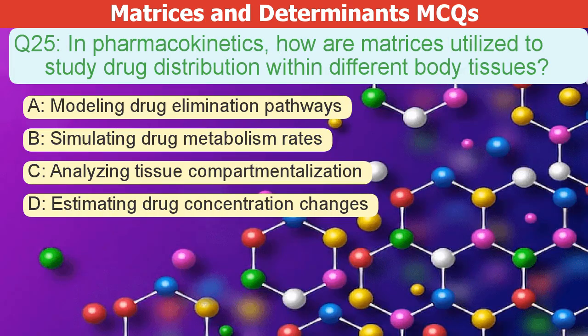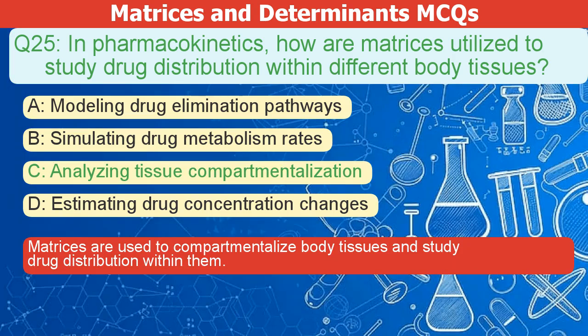In pharmacokinetics, how are matrices used to study drug distribution in different body tissues? A. Modeling drug elimination pathways. B. Simulating drug metabolism rates. C. Analyzing tissue compartmentalization. D. Estimating drug concentration changes. The correct answer is C. Matrices are used to compartmentalize body tissues and study drug distribution within them.